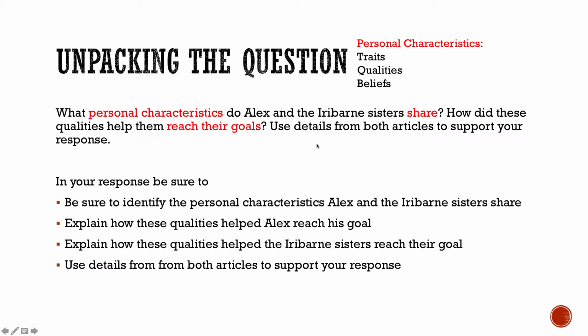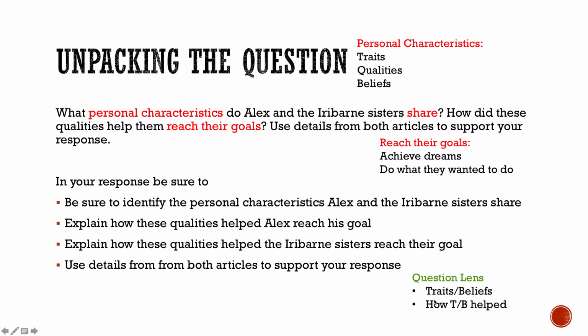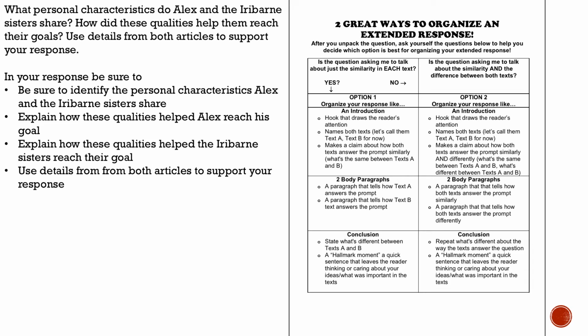Second part of the question asks me about reaching their goals. How did these characteristics or these qualities help them reach their goals? So reaching their goals, how did it help them achieve their dreams? Basically, how did it help them to do what they wanted to do? Okay, so as I head into the text to read, my question lens that I developed should be focused on what are the traits and beliefs that I'm seeing in the people in the articles, and how do these traits and beliefs help them? So when I went to read, I paid attention to this in the question lens as well as the regular lens. At the end, I am now prepared to figure out how we can organize an extended response question.